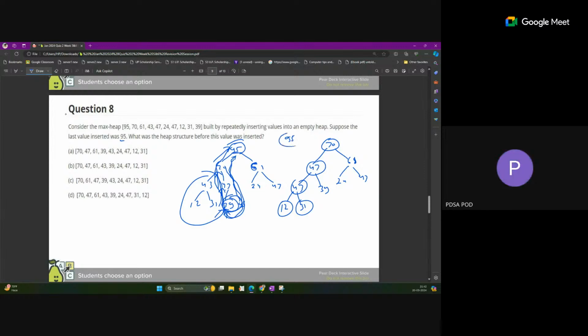Suppose we add the 95 in this graph. So 95 will be inserted here. Okay, now it will move to the top. That means all nodes will be shifted one position down. So this 39 will shift here, this will shift here, and this will shift here, and our 95 will reach this position. So we are performing the reverse process. We are just shifting up one node in this path, and then we are getting the answer.